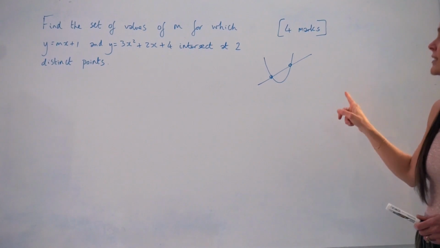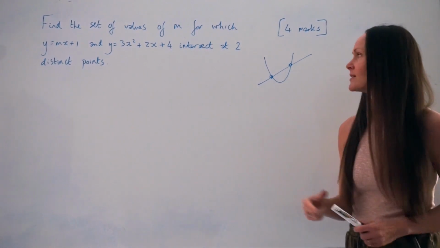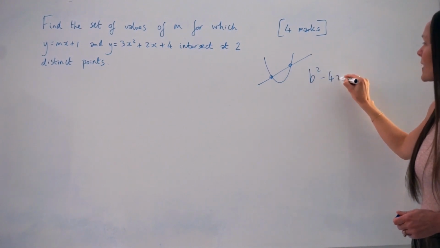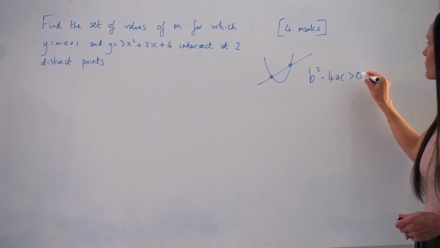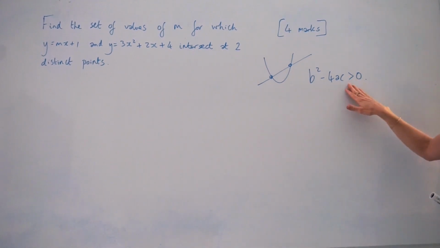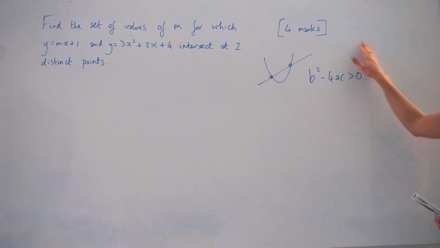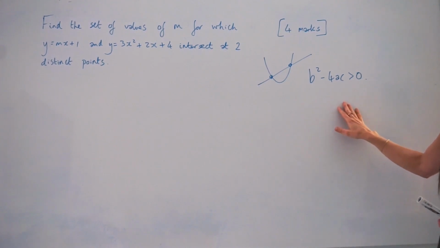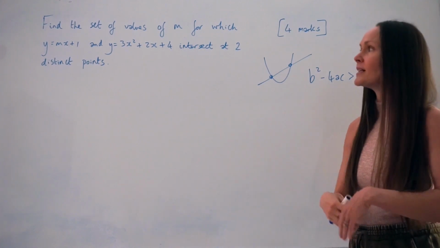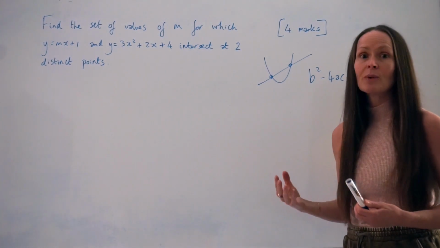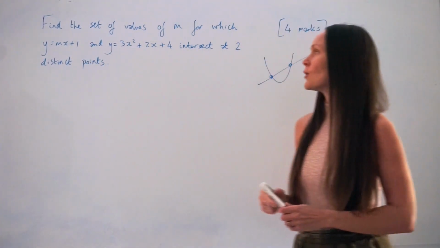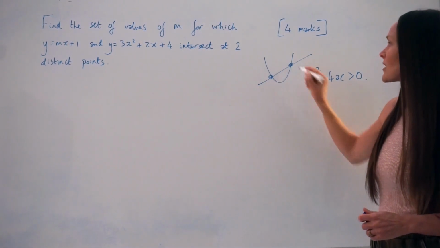Whenever a straight line and a curve intersect at two distinct points like this, we know that the discriminant has to be positive. So b squared minus 4ac is going to be greater than 0. So we have to try and work out the discriminant, then we put it greater than 0, so we form an inequality, and then we're going to solve this inequality to find the values of n. In order to find the discriminant, we have to find our equation, and to find our equation, we have to solve the simultaneous equations here of the straight line and the curve, to find the points of intersection.